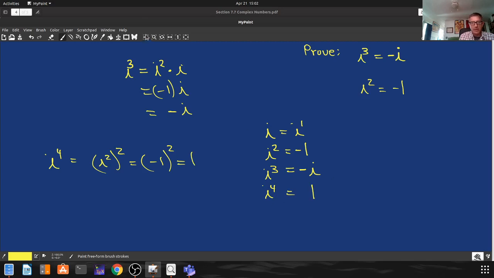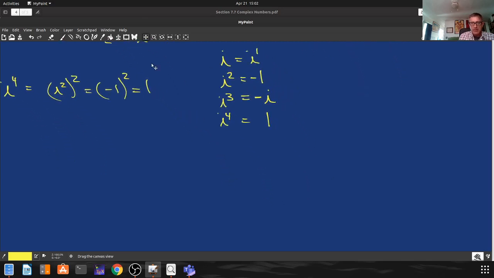Okay, so there's something. I'm not going to write exponents. I to the first is equal to I. I squared is equal to minus 1. I cubed is equal to minus I, and I to the fourth... Well, what about I to the fifth? Well, I to the fifth is I times I to the fourth, which is I times 1.